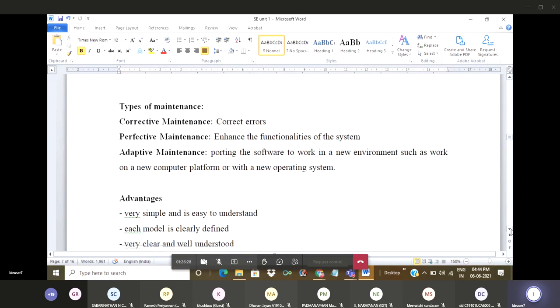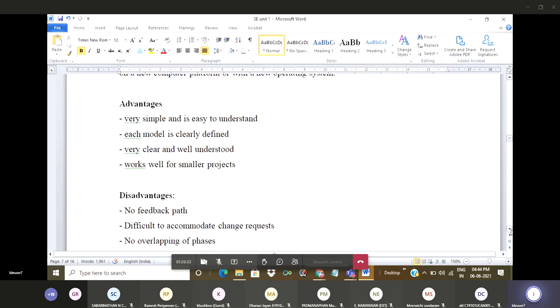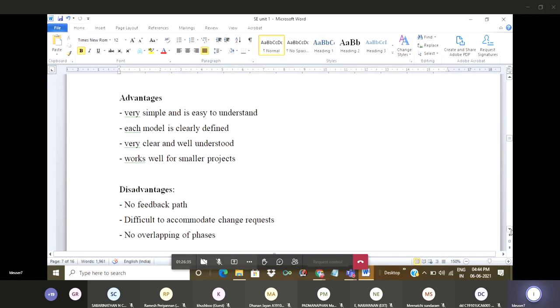What are the advantages of the waterfall model? It is very simple and easy to understand. Each phase is clearly defined, very clear, well understood, and works well for smaller projects.